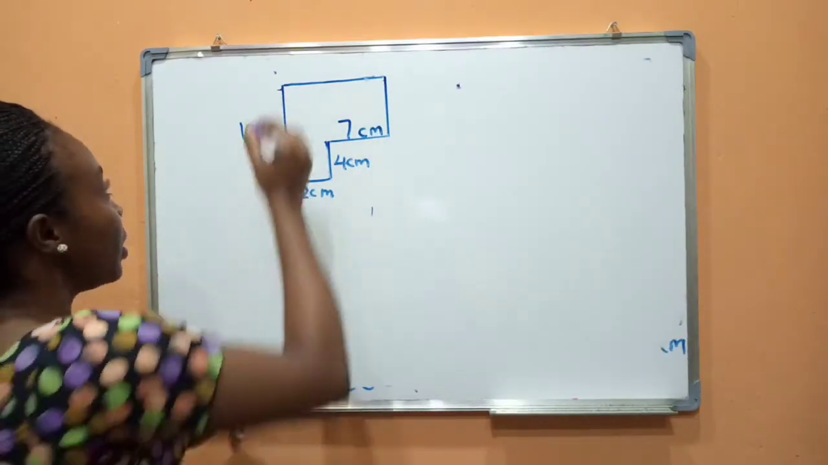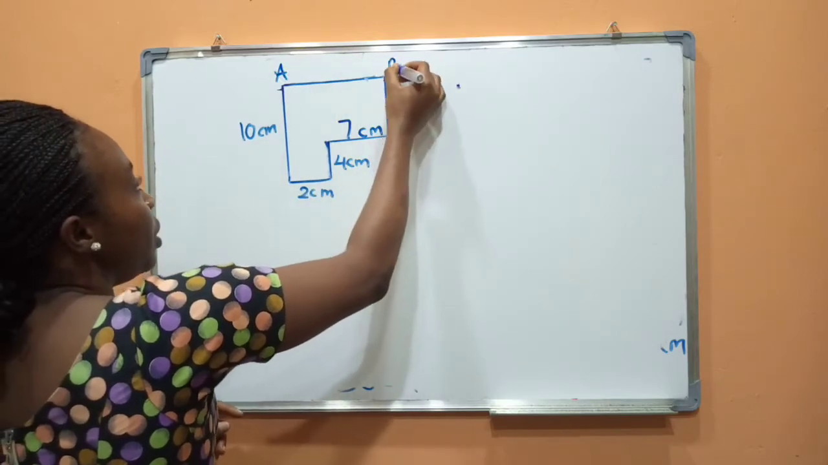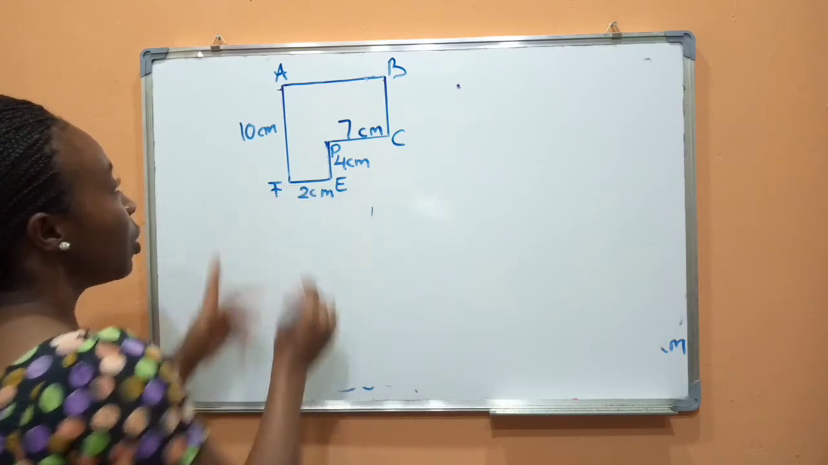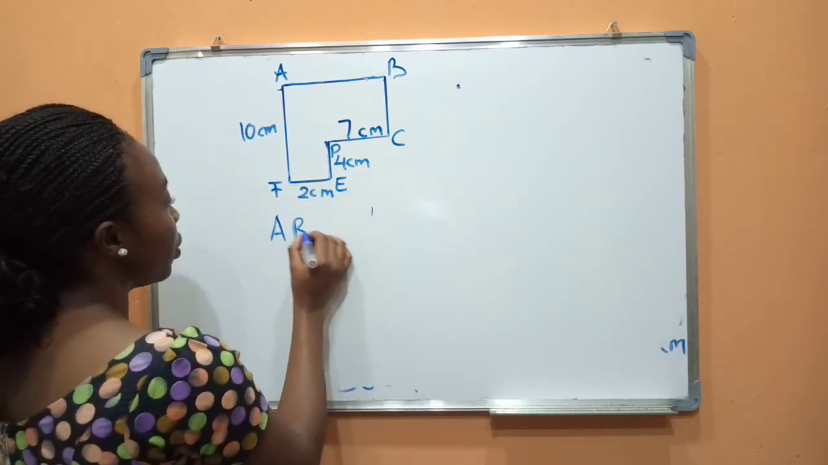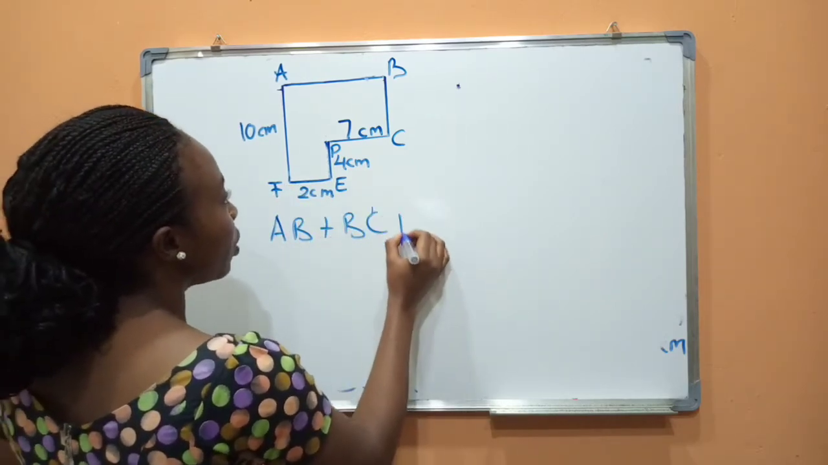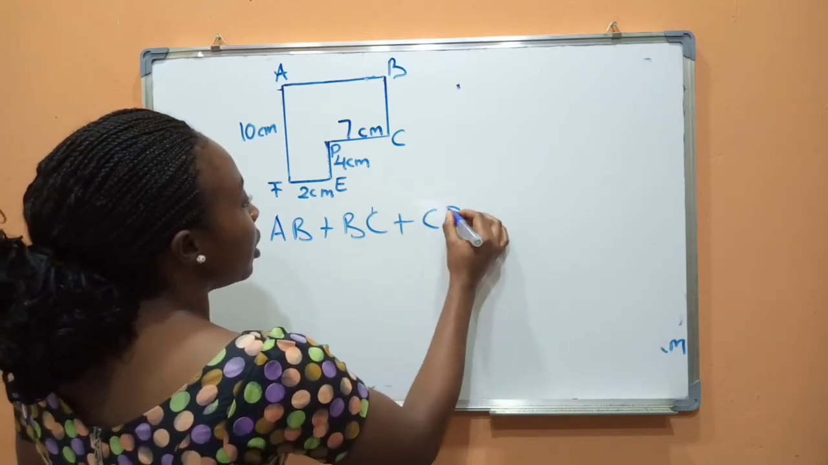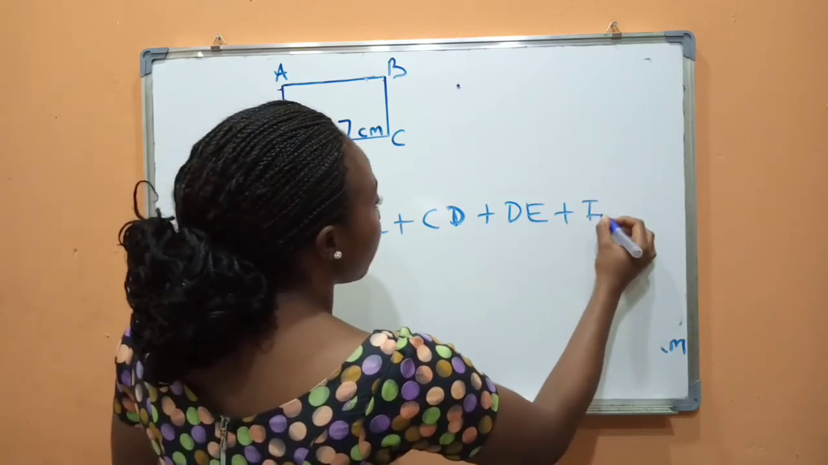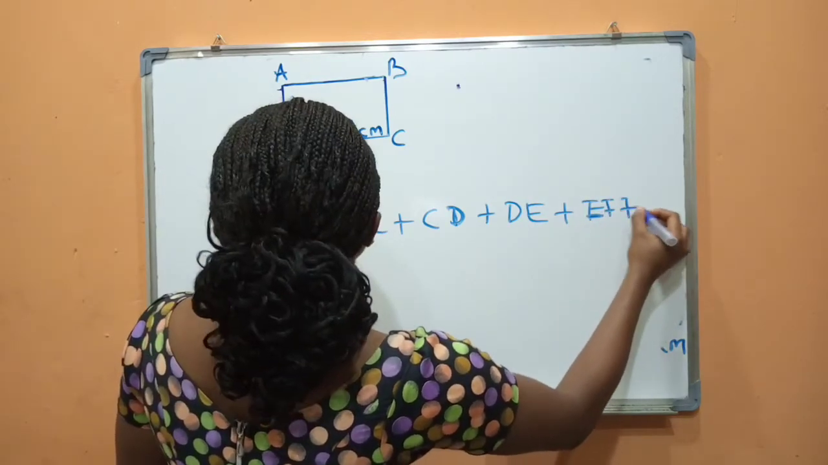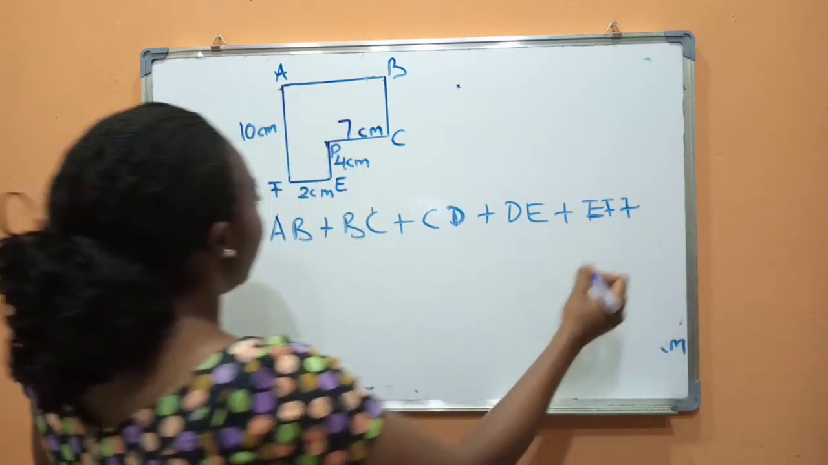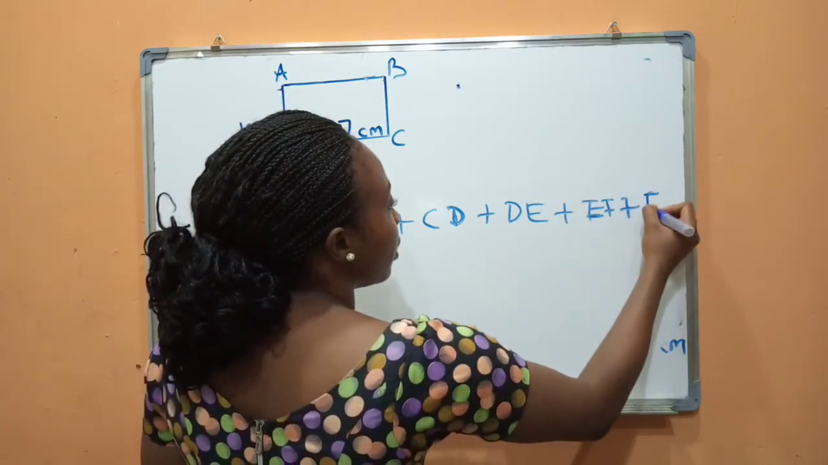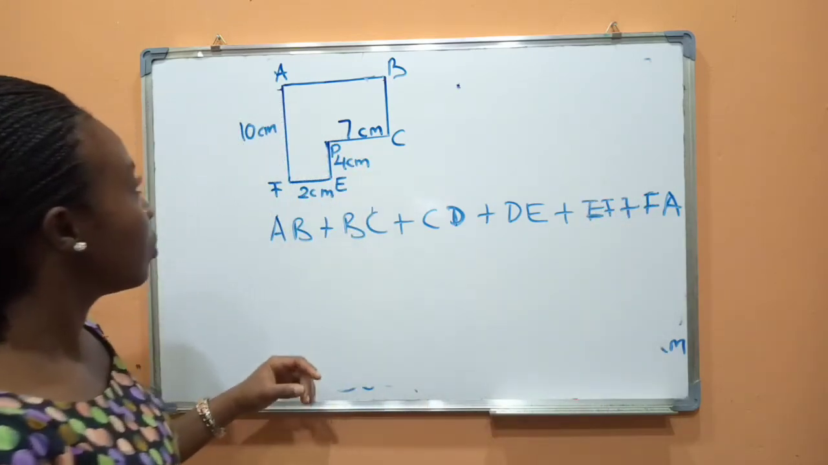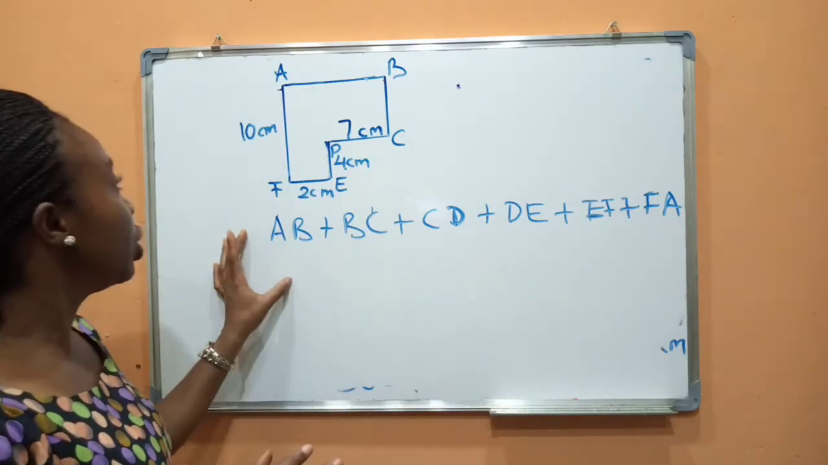Let's name it alphabetically. We have A, B, C, D, E, and F. So we're going to have AB plus BC plus CD plus DE plus EF plus FA. So now that we've gotten it, let's begin to solve.